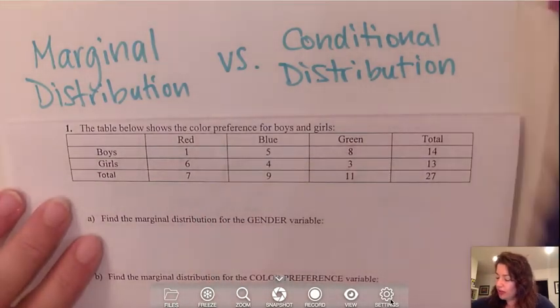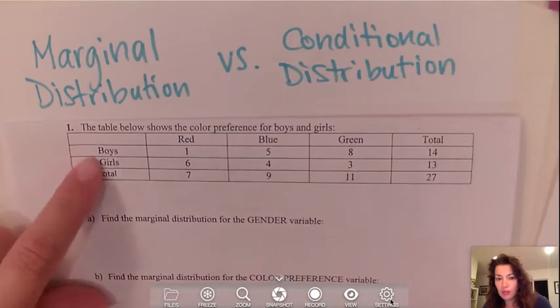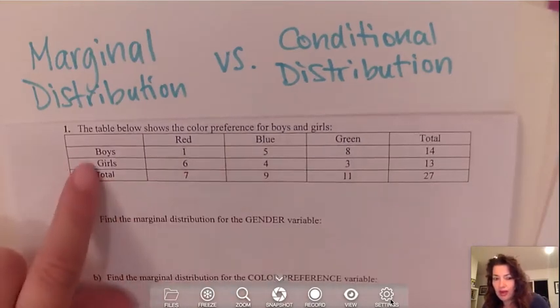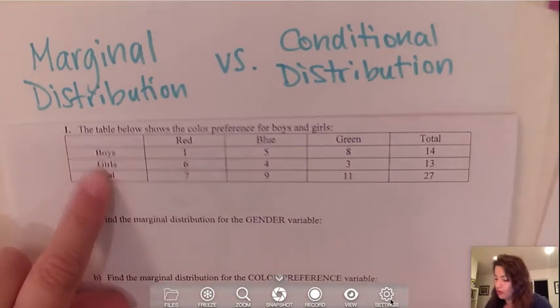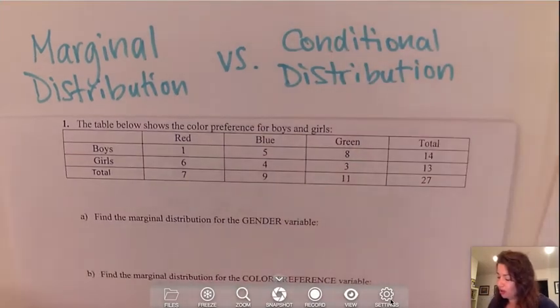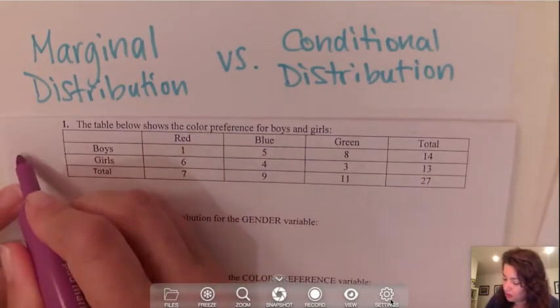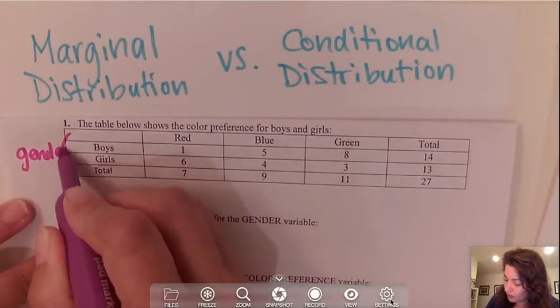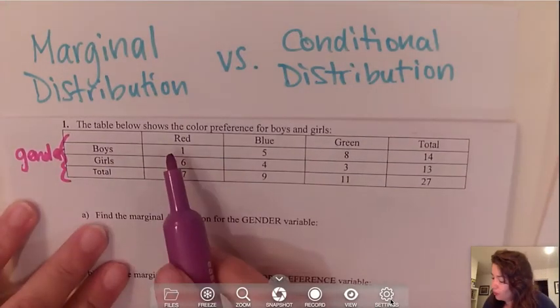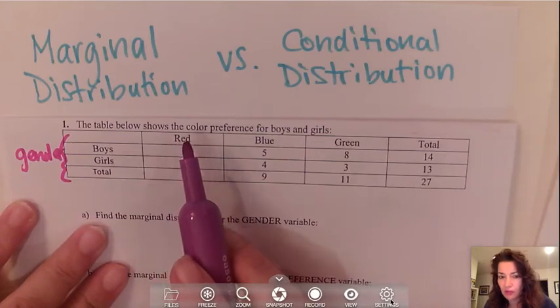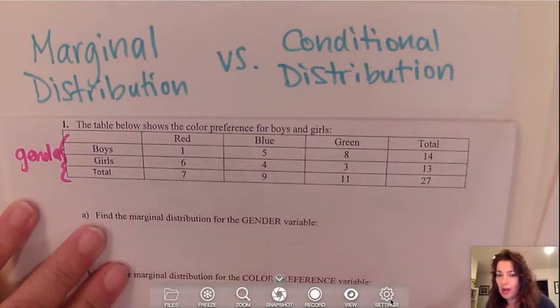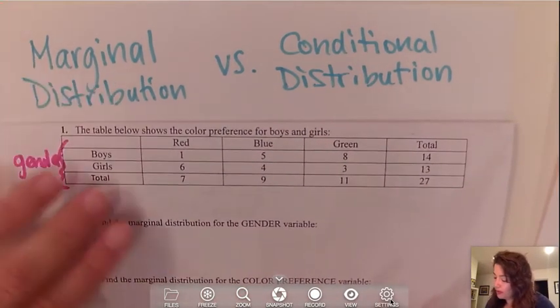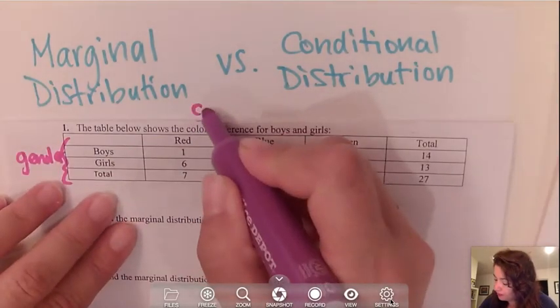So if you look at the rows, we have boys and girls. So we can actually call this the gender variable here. And then we have on our columns red, blue, green, red, blue, and green. So we can call that our color preference.